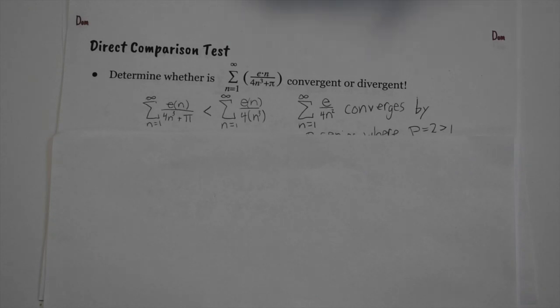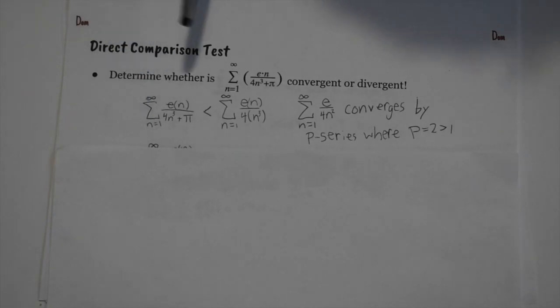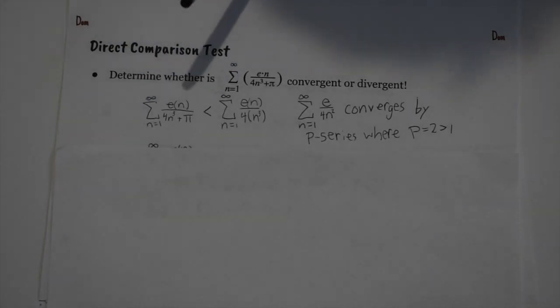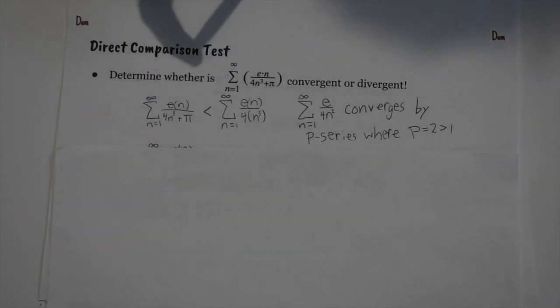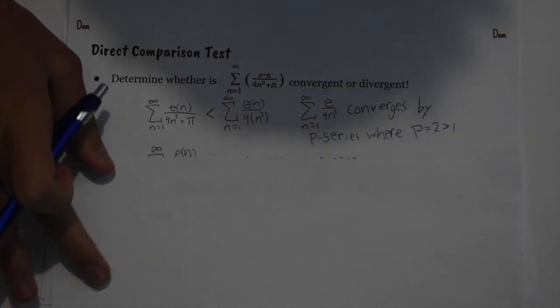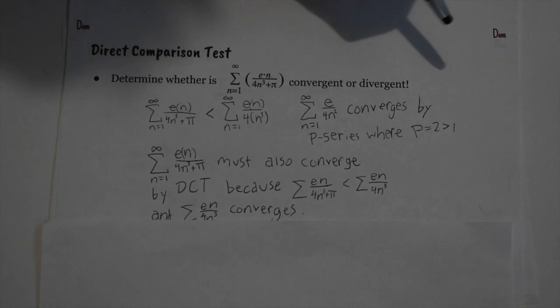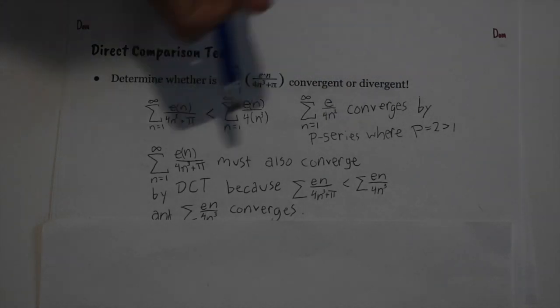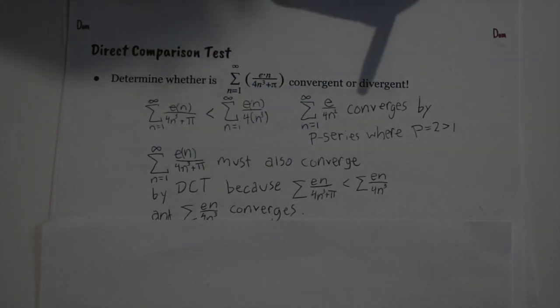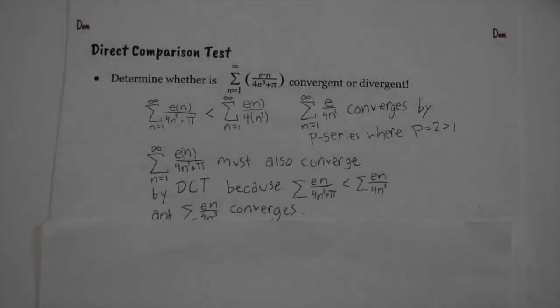This isn't going to work every time, but this time it works nicely because this value is less than the one we're comparing it to, and the one we're comparing it to converges by the p-series. This one also must converge because it's going to be a smaller, finite number. So we say this converges by p-series. This must also converge by DCT and p-series.